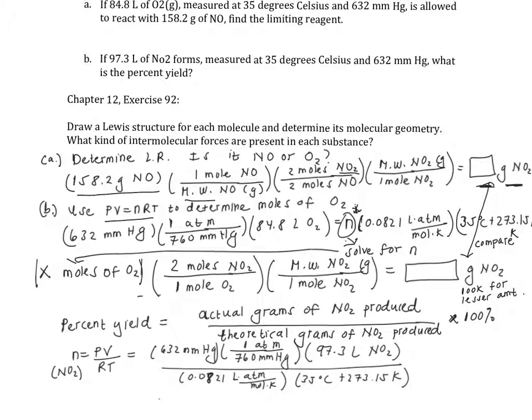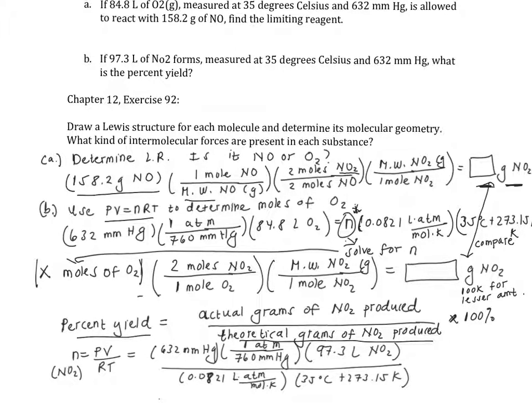Whatever lesser amount you obtained in the problem is going to be your theoretical yield. So whatever lesser amount of nitrogen dioxide that you produce, it's going to go in as your theoretical grams, because in the next part of the problem you have to calculate percent yield. Percent yield is actual grams over theoretical grams times 100%. It's given in the problem what was actually measured.